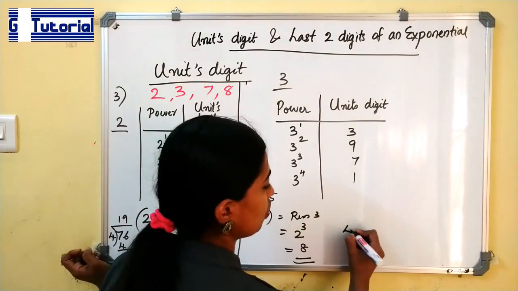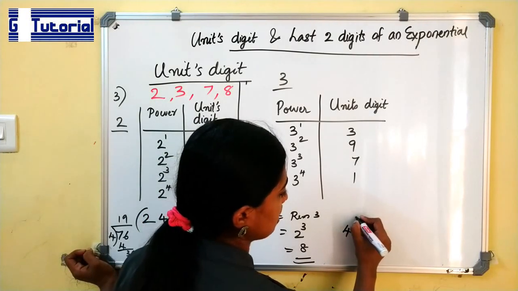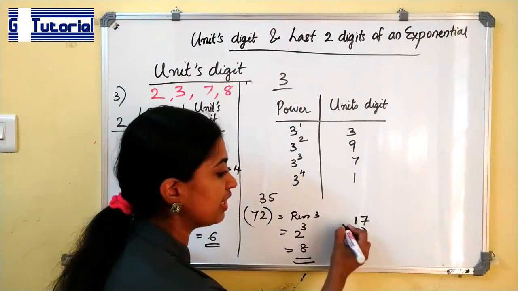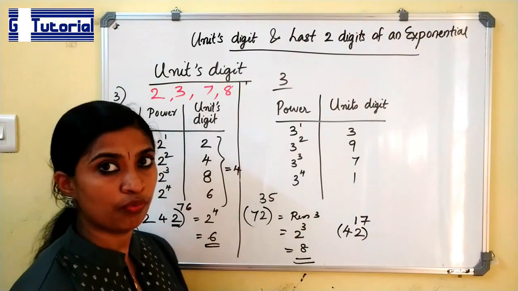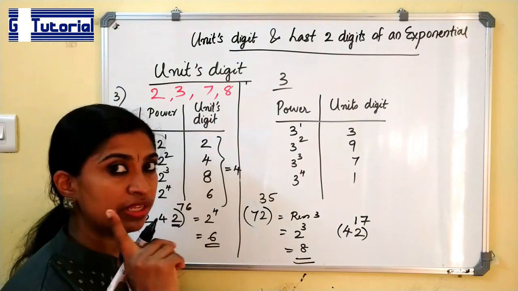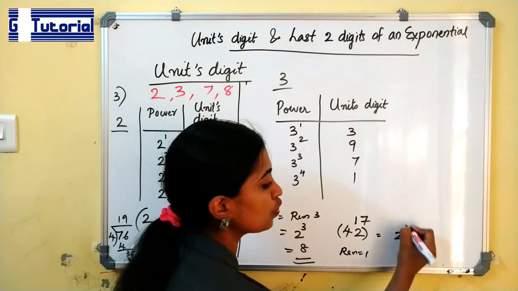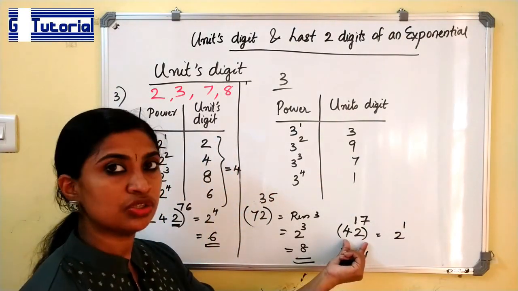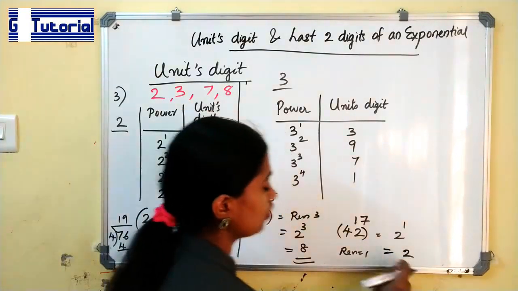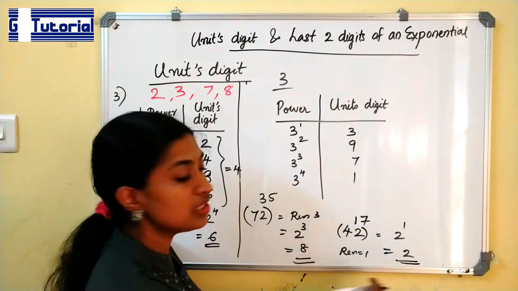Next example. 42 raised to 17. So what we have to do? We have to divide the exponential by 4, which is the cyclicity. 17 by 4 is 4 into 4 is 16. We have to find the remainder. Remainder is 1. So the ending digit of 2 raised to 1 gives the answer of ending digit of 42 raised to 17. 2 raised to 1 is 2. So the units digit of this number 42 raised to 17 is 2.